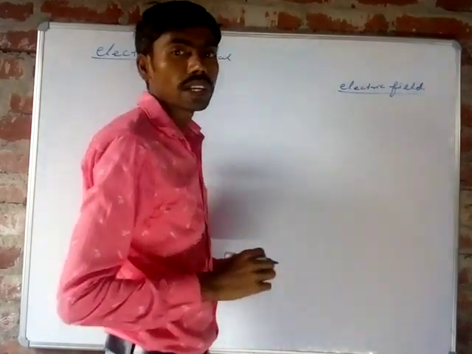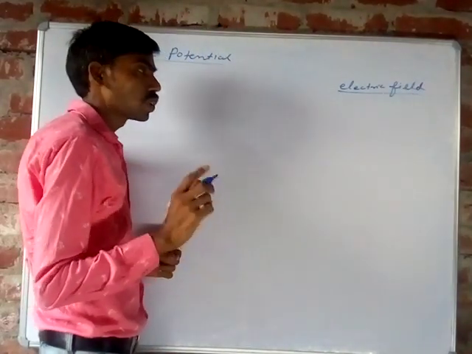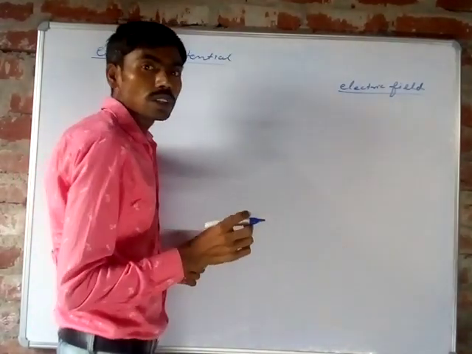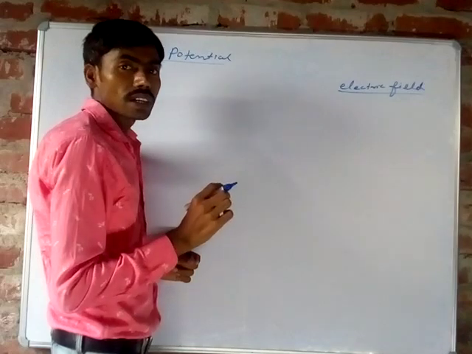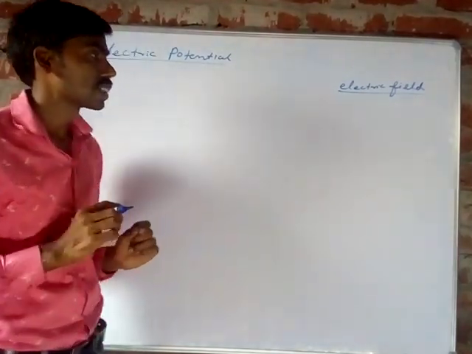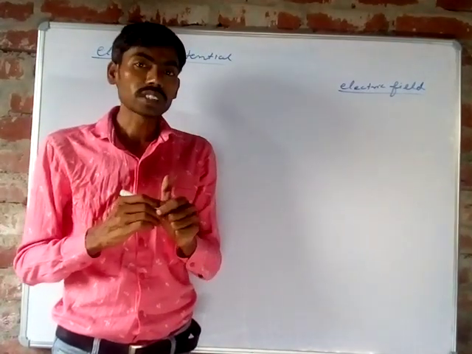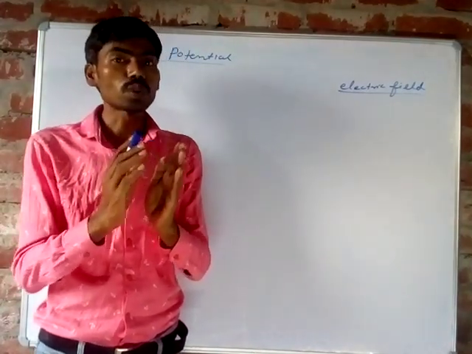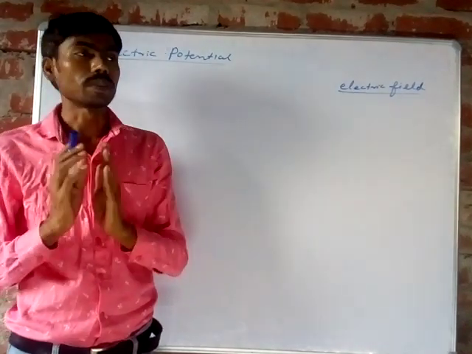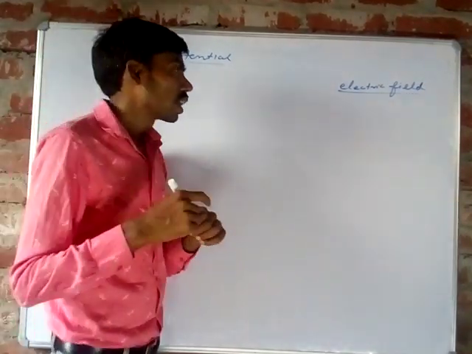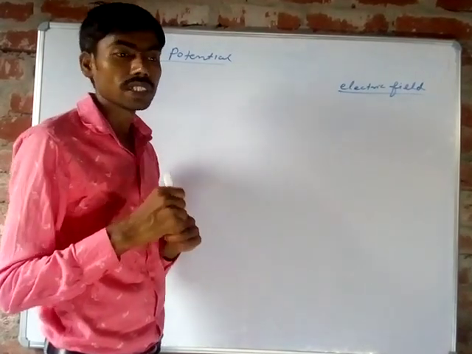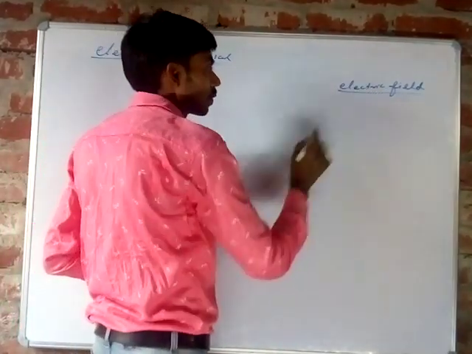What is an electric field? We know that similar charges always repel each other and opposite charges always attract each other. That means two charges exert a force on each other, whether they are positive or negative. So an electric charge creates a field around it. So what is an electric field?